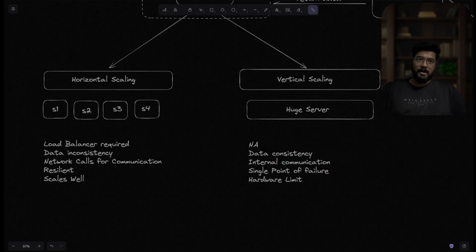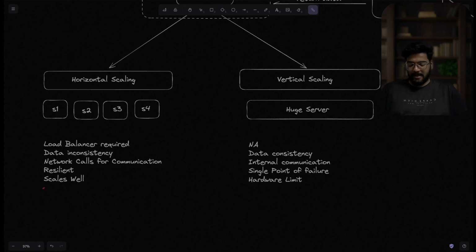Coming to the resilience feature, horizontal scaling is resilient. So there can be techniques for when one of the servers goes offline, there are other servers to take care of the traffic that has been there at that time. But in case of vertical scaling, there is a single point of failure. So we have only one server, and if it goes offline, our application goes offline.